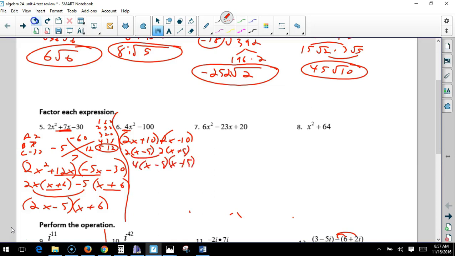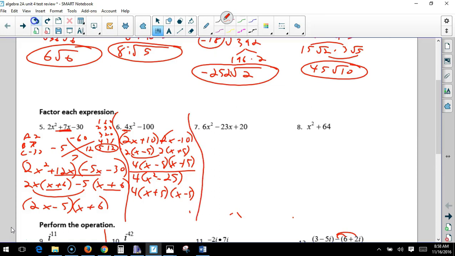To save that hassle, what we always say our first step was to pull out the DCF. Now if we do that, we have x squared minus 25, which then takes us to our answer just a little bit quicker and a little more efficiently.